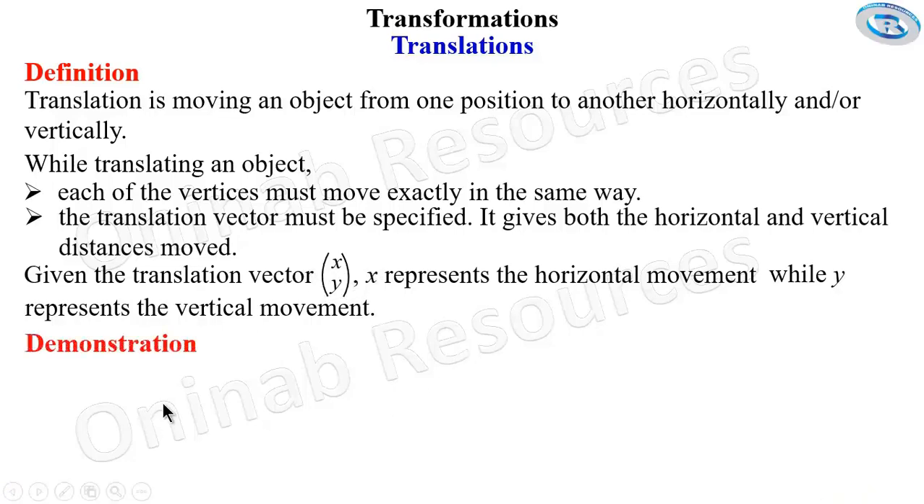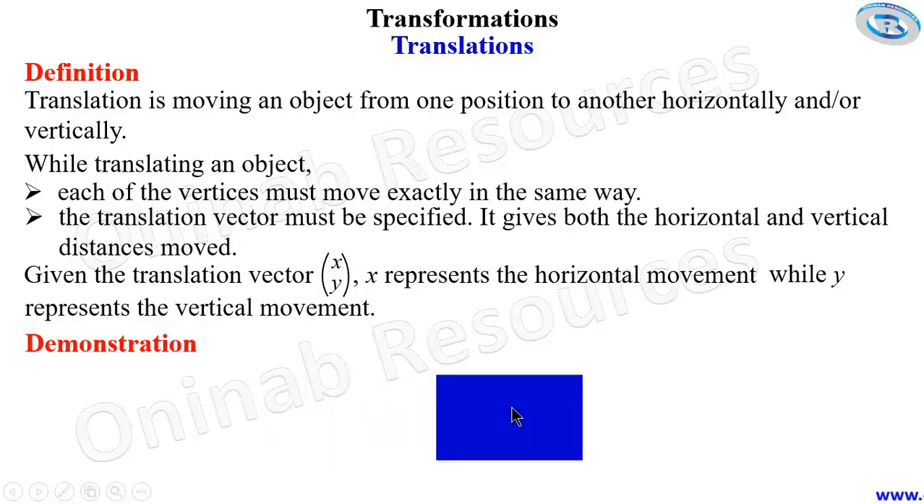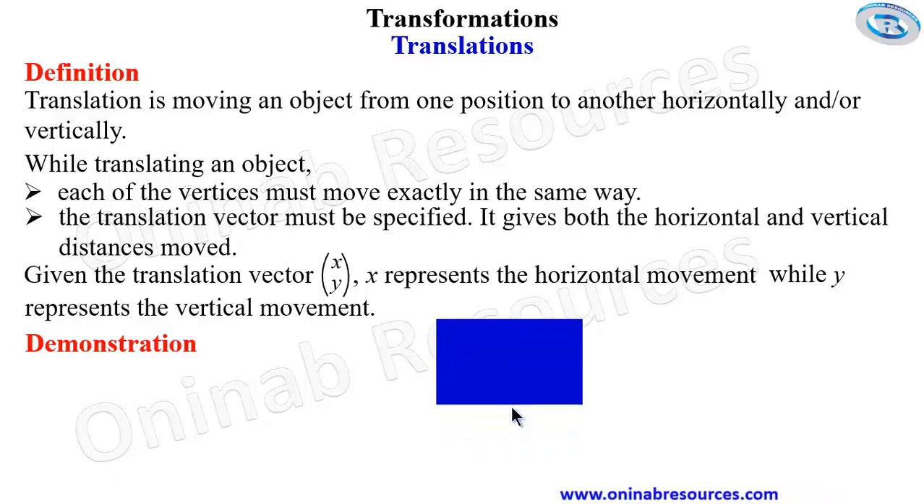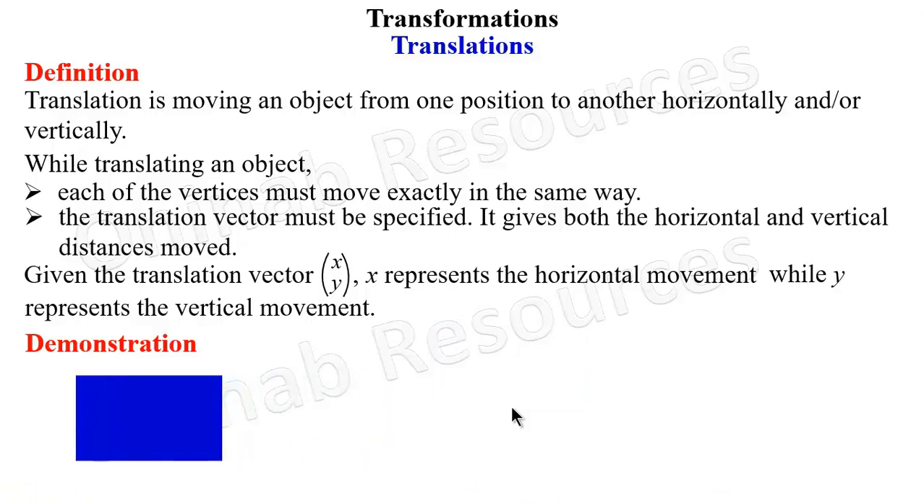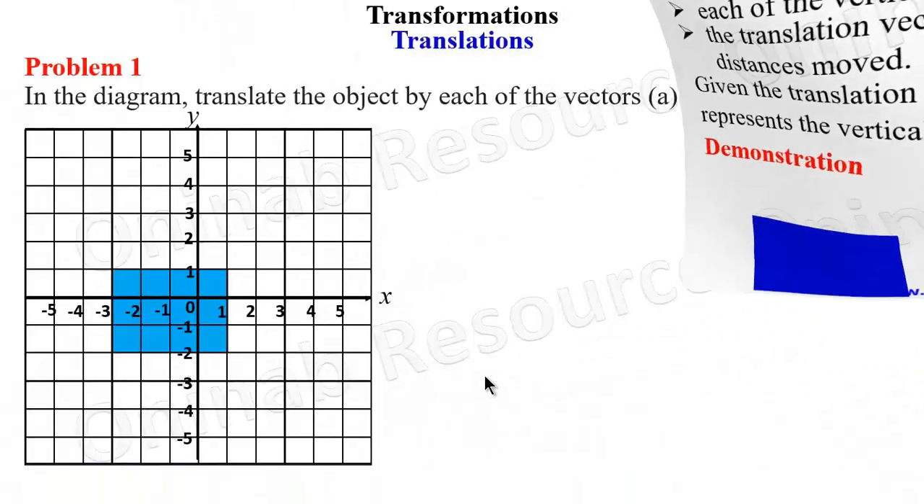Then a demonstration using this rectangle. So we look at this. This is the horizontal movement, while this is the vertical movement. We can also move the object to the left and then down. It can also be to the left and up, or to the right and down. So whichever case. Now we solve some problems.